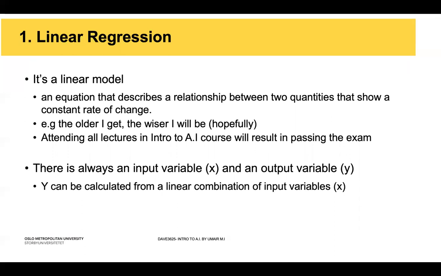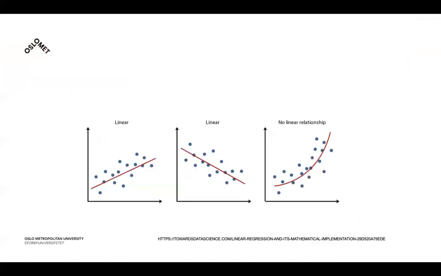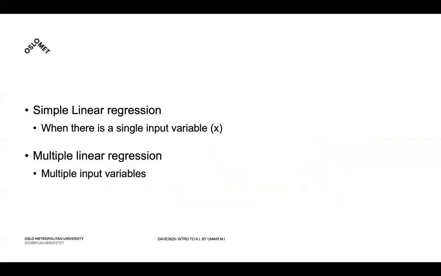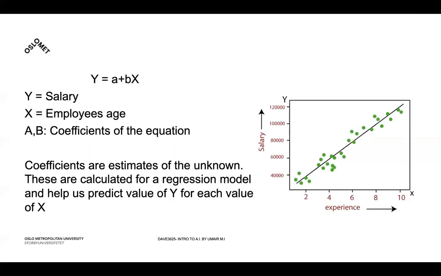So you have an input variable and you have an output variable. A linear regression is a straight line, right? And then you have a simple linear regression where you have a single input variable, and you have multiple linear regression where you have more than one input variable. But the output is supposed to be the same. You have to predict one output.